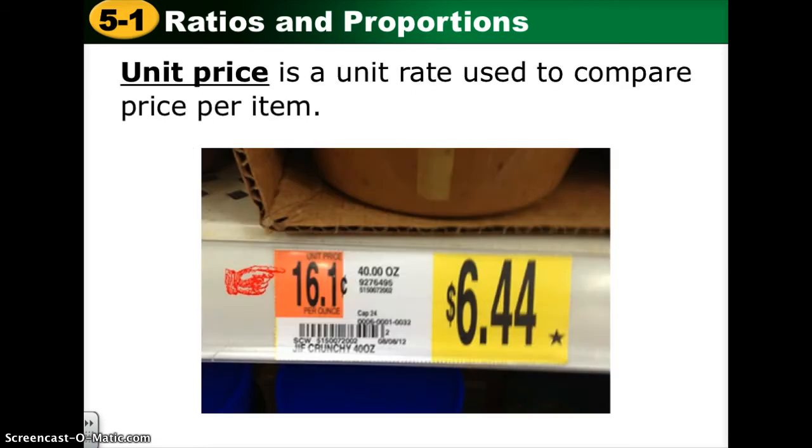Unit price is a unit rate used to compare price per item. So the difference with the unit price is it's using money. In unit price, we always deal with the price in the numerator. You can see the label that's shown here is like one that you can see in a store. The cost of $6.44 is for the whole item. The 16.1 cents per ounce is its unit price. So if you were to compare the sizes and the values of different items, you would look at their price per ounce, or per pound, or whatever the unit might be.